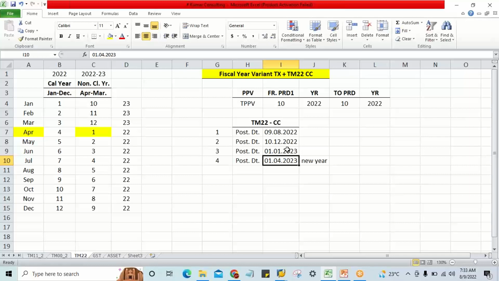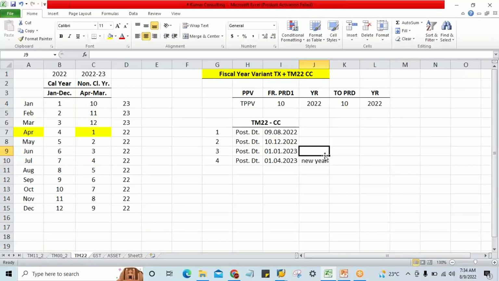So now here, guys, in March it ended, and from April 2023 onwards, the new year is going to start. So on 1st of January 2023, here it is 23 and here 22, right? So there is a conflict between the year which we have given in the posting date and the year which we have given here, right?